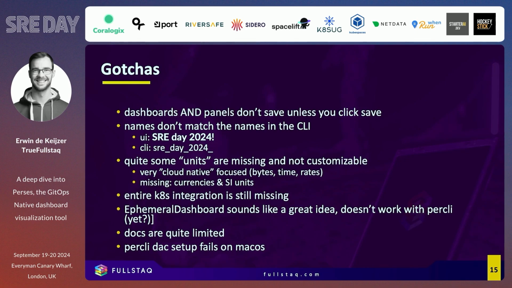The docs are quite limited. I think that's being generous because there's almost no docs. And as I just mentioned, the Perses doc setup fails on macOS. I think the biggest selling point is dashboards as code. But if you try to do it on a Mac with their guide, it doesn't work. That's about it. Are there any questions?